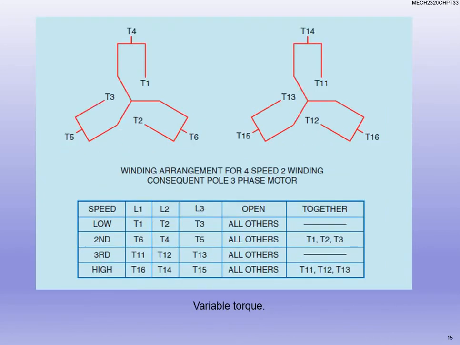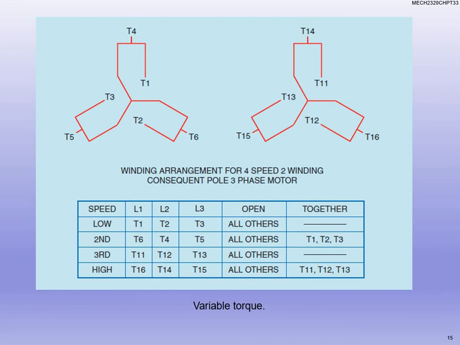Like I said, we can go through all these if we want: variable torque, constant horsepower, variable speed, or constant speed. It's just going to be the different connections where we're bringing our line power in and how we're connecting all the other windings up. Hopefully that makes sense. That's what a consequent pole motor is. We're changing the number of poles, and that's going to change the speed.